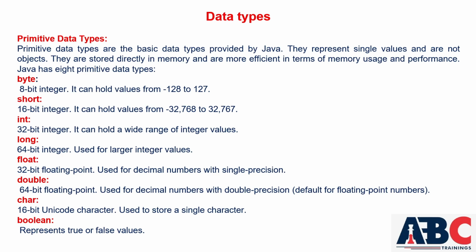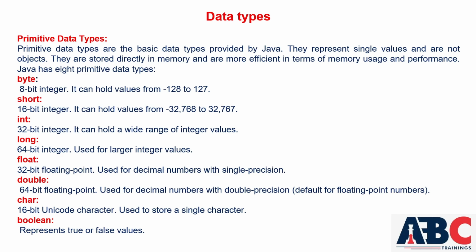First is byte, an 8-bit integer. It can hold values from -128 to 127. Then short is a 16-bit integer. It can hold values from -32,768 to 32,767. Then int is a 32-bit integer. It can hold a wide range of integer values. Then long is a 64-bit integer. It is used for large integer values.